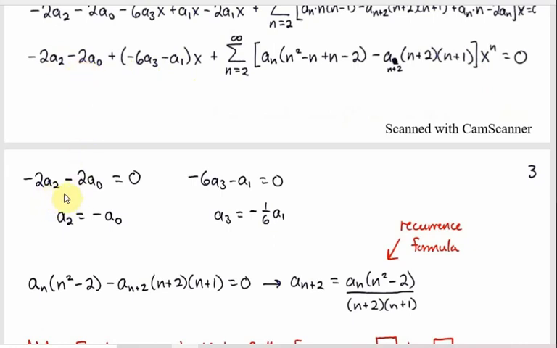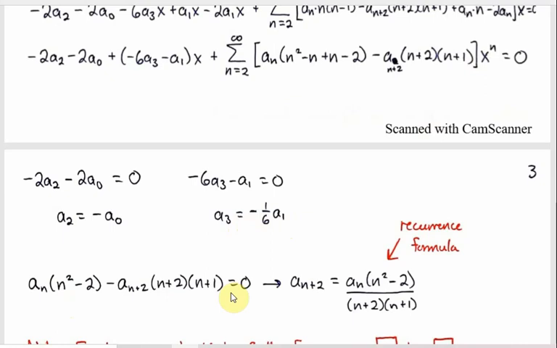So minus 2 a2 minus 2 a0 has got to be 0. Well, then that would mean a2 has to be minus a0. Then this thing in parentheses has got to be 0. So I solve that for a3. So I guess solve it for the higher index. Then it would be equal to minus 1/6 a1. And then this whole thing in brackets is also equal to 0.